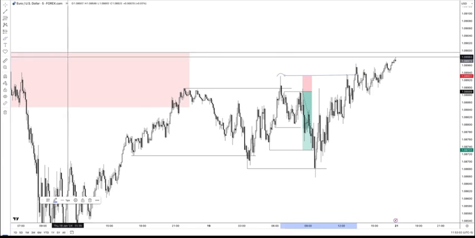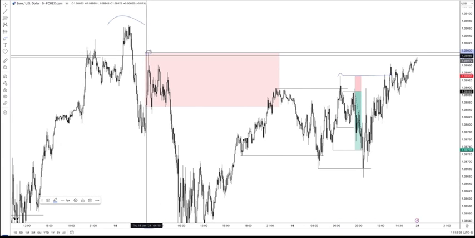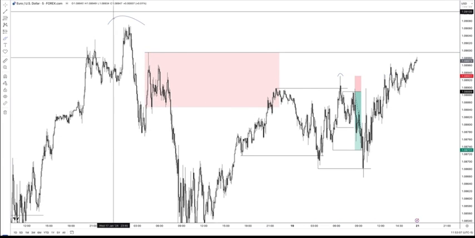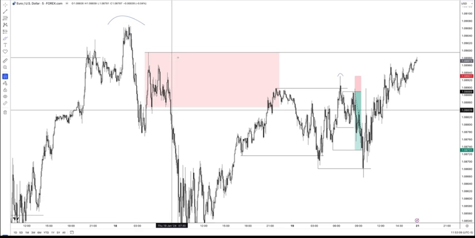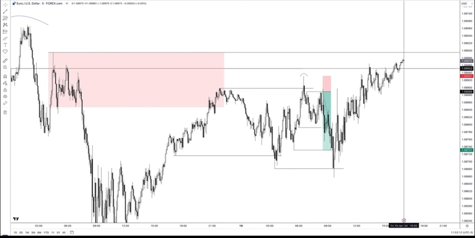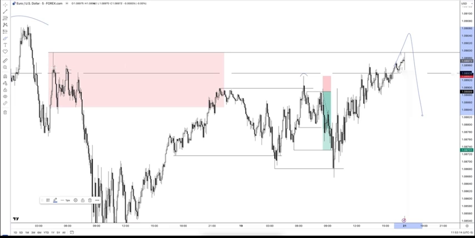Okay, but not only that high, don't forget we have this high in mind. Okay, the inducement high from the left-hand side. And again, liquidity block sitting right above it. So it's a good confluence that we could run that inducement high and then maybe see a move back down.